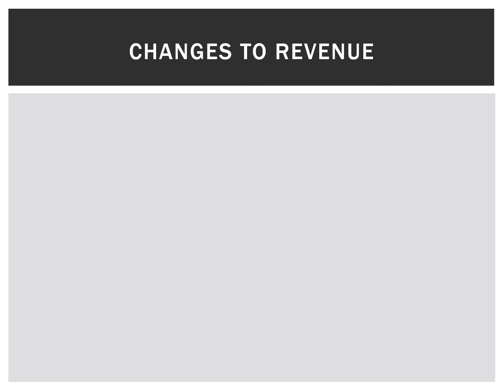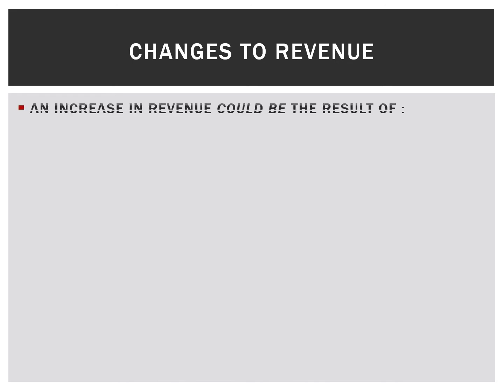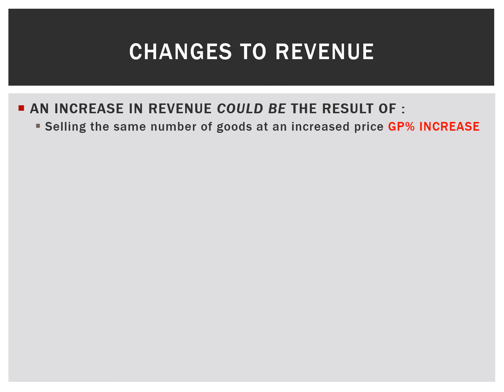So let's see how you got on with those changes. An increase in revenue could be the result of any of these. If we sell the same number of goods at an increased price, then percentage-wise the cost of sales is going to go down, and therefore the gross profit margin, the gross profit percentage, will increase. In that case, a greater proportion of sales revenue is available to cover overhead costs.